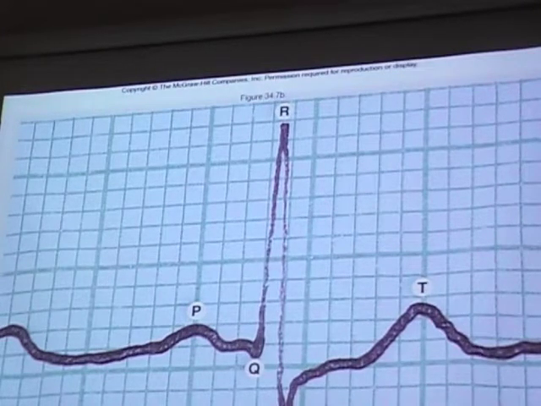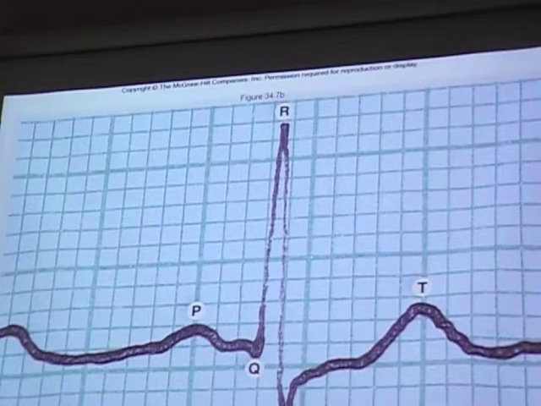Yeah? What's a heart murmur? A murmur is when the blood goes through the valves, and then the valves open, and then when the valves shut, some of the blood leaks back through the valves. That's called a heart murmur.